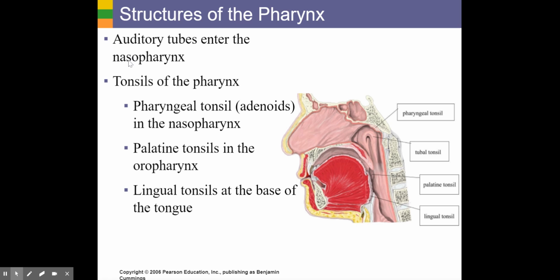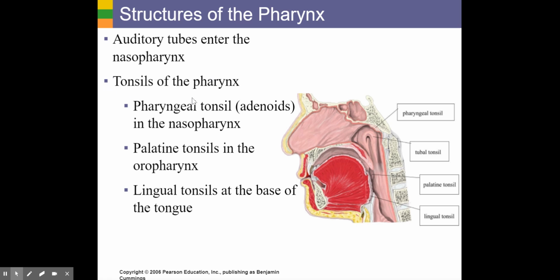So the auditory tubes actually drain into the nasopharynx, which is why if you've got a plugged ear while you're swimming, or if you've gone scuba diving, or even gone up into an airplane, swallowing or chewing will sometimes help open those auditory tubes and drain that pressure that's in the ear into the pharynx.